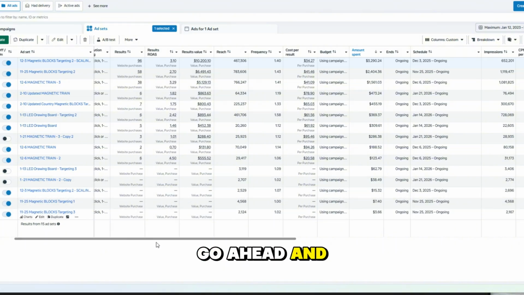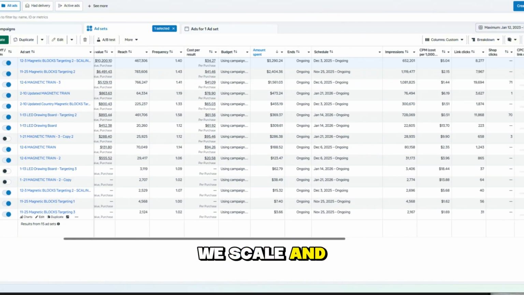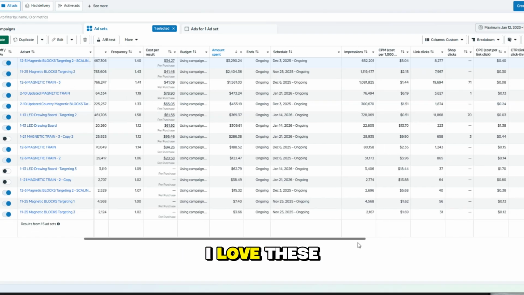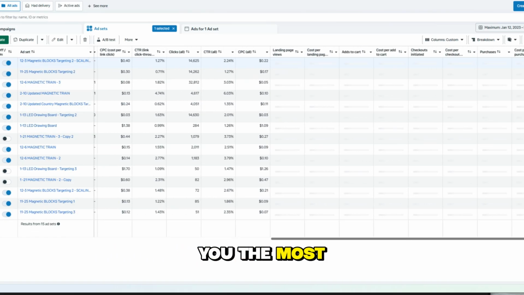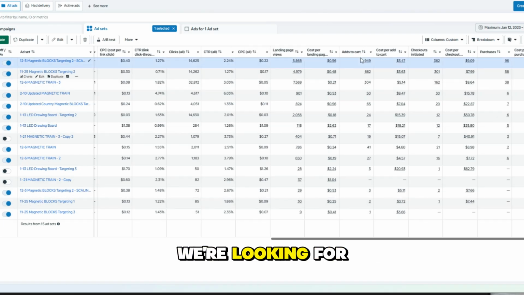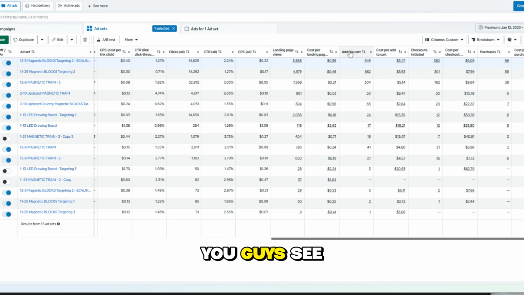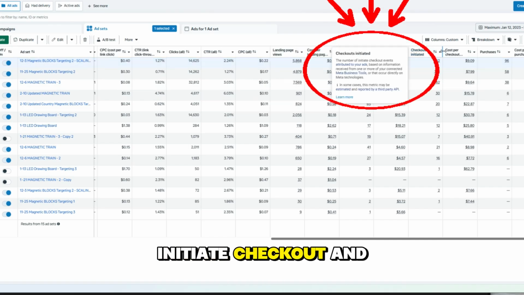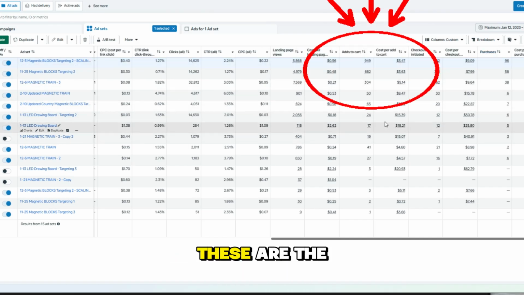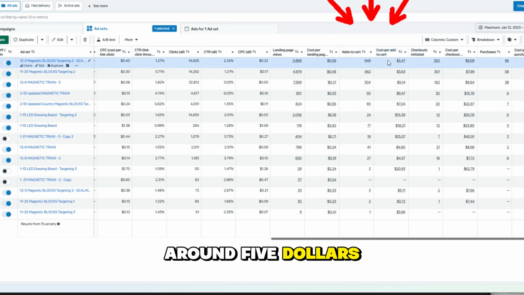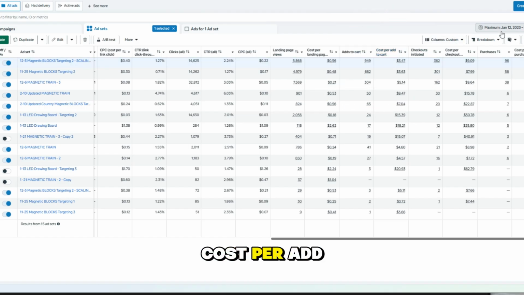So let me go ahead and show you how we scale and what to look for. These are the columns that I set up here. I love these style columns, okay? I'm going to show you the most important columns that we're looking for. One of the most important ones is add to cart, guys. You guys see the add to cart, initiate checkout, and then purchase? These are the baselines that we need to be following right here. I always tell my students we need to be around $5, under $10 cost per add to cart.